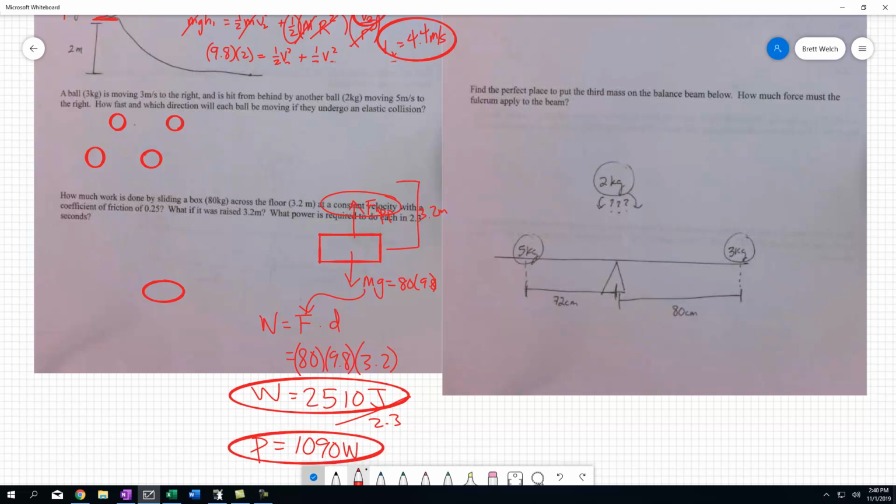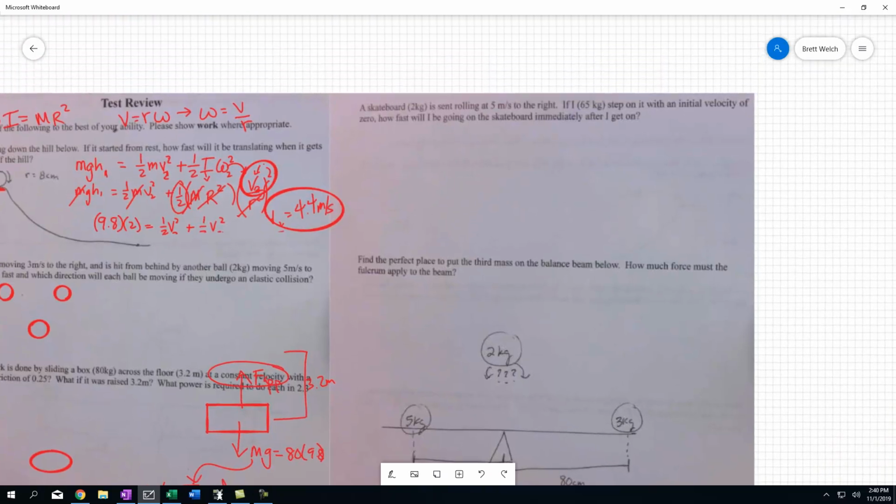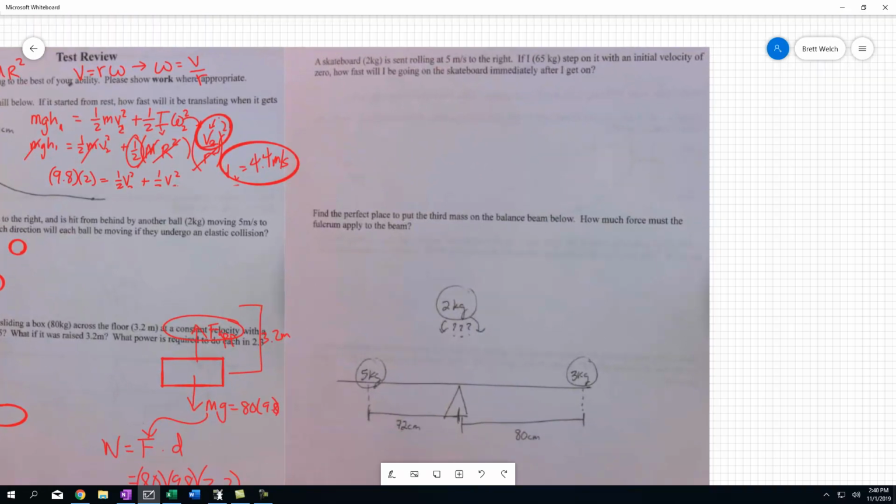Okay, let's look at these last couple of questions. The skateboarding question, just so we're clear, there's a skateboard sliding to the right. It has a mass of 2 kilograms and a velocity of 5 meters per second.